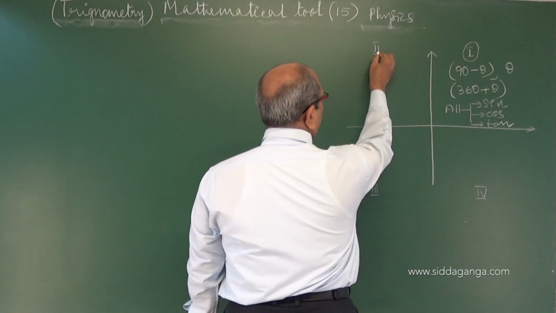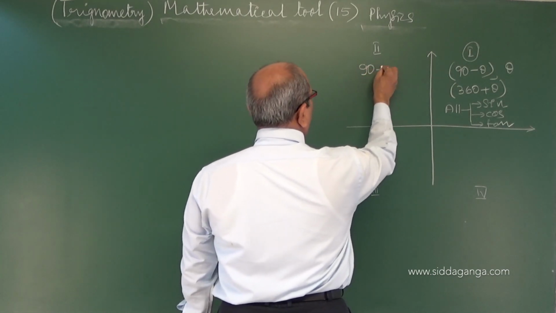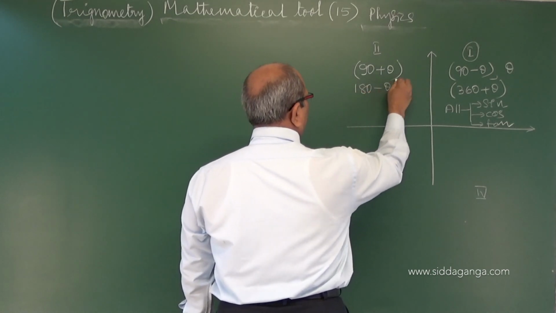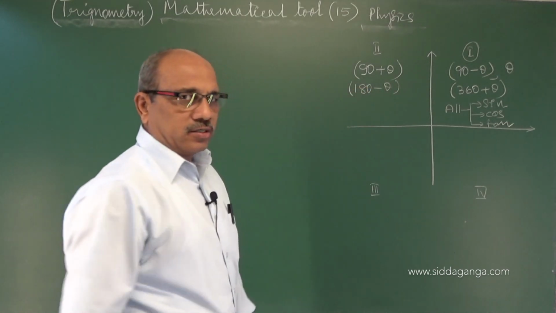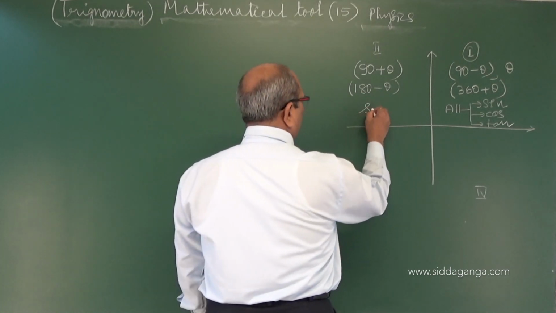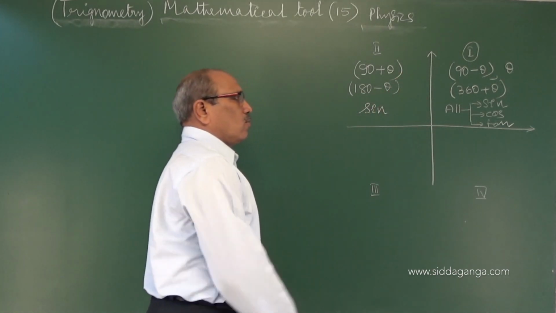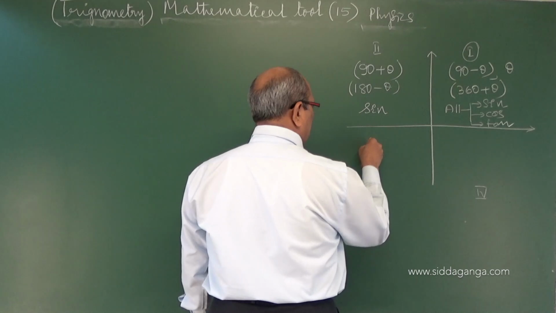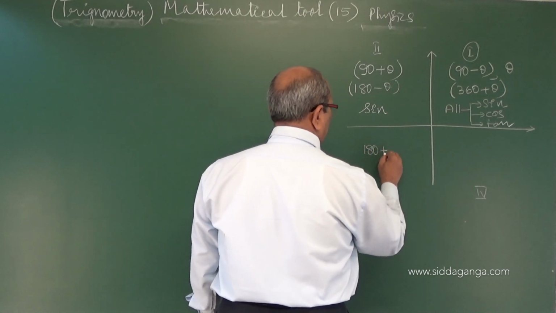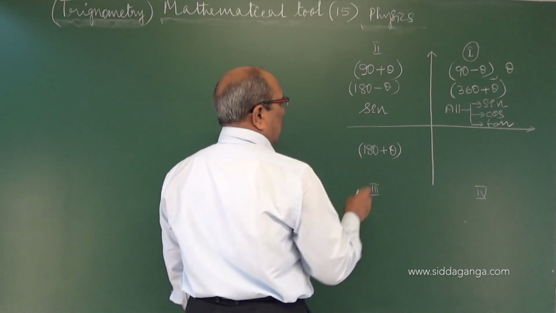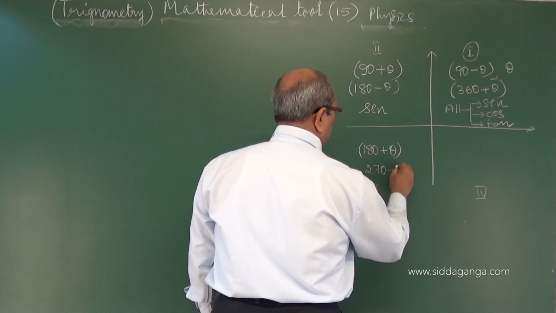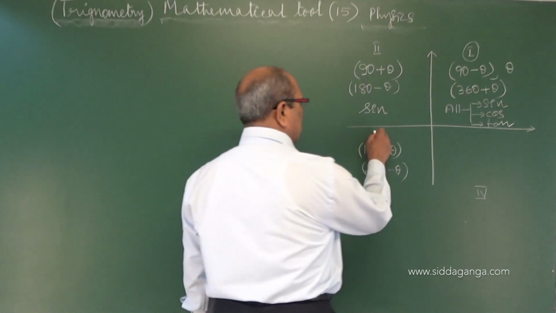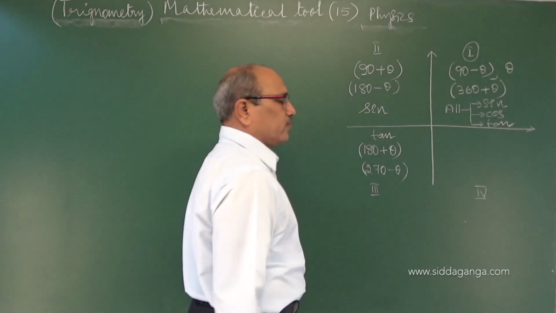Similarly, 90 plus theta or 180 minus theta is in the second quadrant, where sine is only positive and the other functions are negative. Coming to the third quadrant, 180 plus theta or 270 minus theta is in the third quadrant, in which tan is only positive.